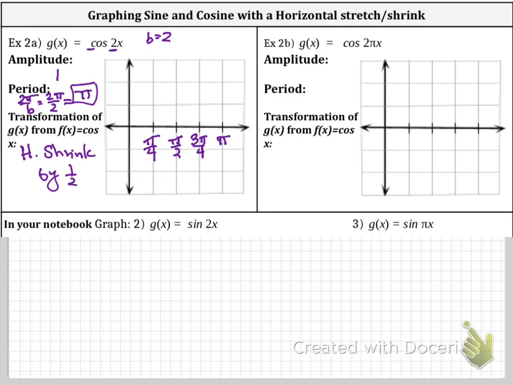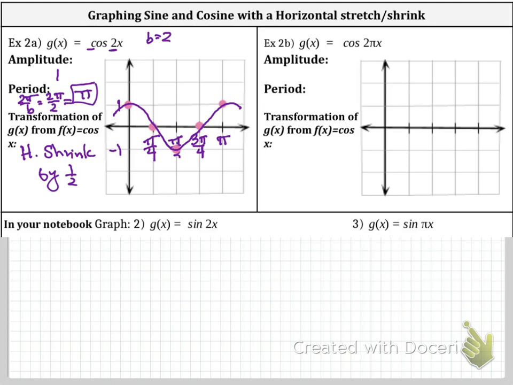Our amplitude is 1, so I'm going to go ahead and keep 1 and negative 1. Cosine starts at the amplitude, so our amplitude is positive 1. We start there. Then it goes down, then it goes down 1 more, then it goes up to 0, and then at pi. So here is our curve for the horizontal shrink for cosine 2x.